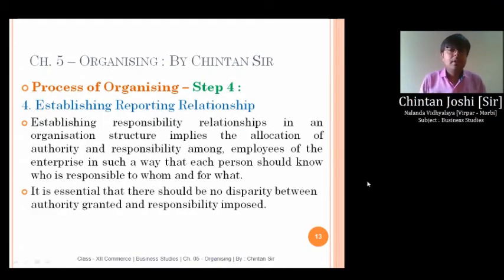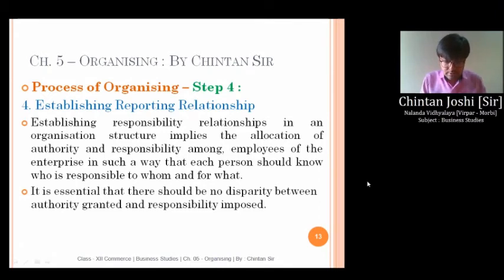Step number 4 under the heading of process of organizing, that is establishing reporting relationship. Establishing reporting relationship in an organization structure implies the allocation of authority and responsibility among employees of the enterprise in such a way that each person should know who is responsible to whom and for what, right? The keywords are each person should know who is responsible to whom and for what, right?